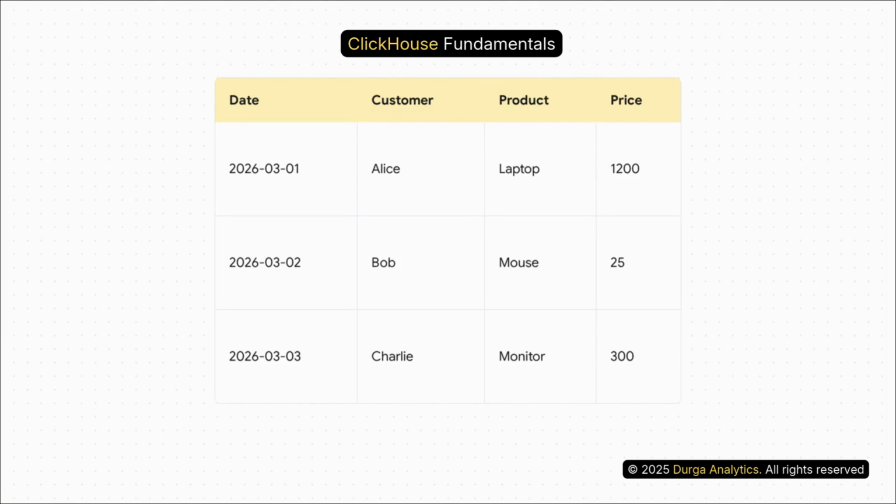You can see we've got 4 columns: the date of the sale, who the customer was, what product they bought, and of course, the price. So for that first line, we see that on March 1st, Alice bought a laptop for $1,200. Pretty straightforward, right? It's just a clean record of one transaction.